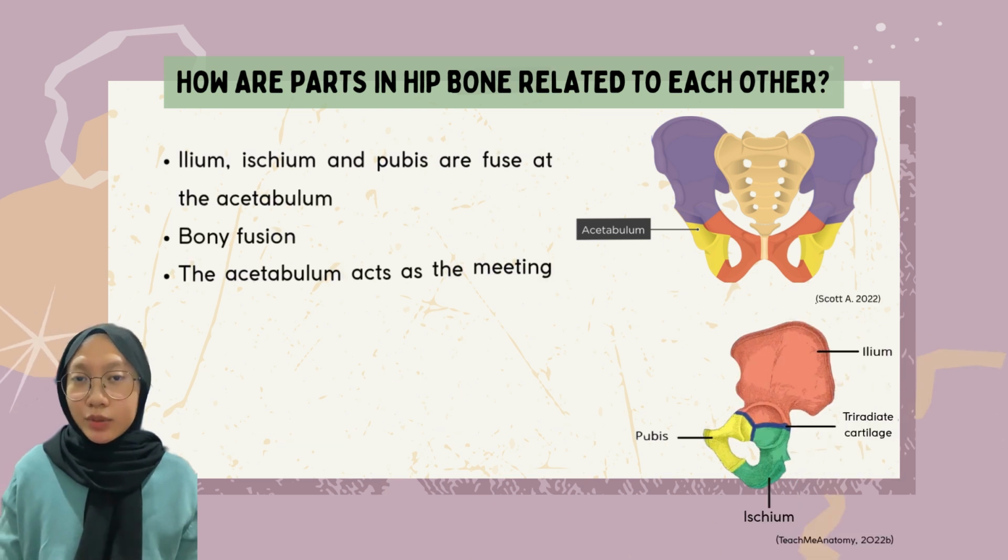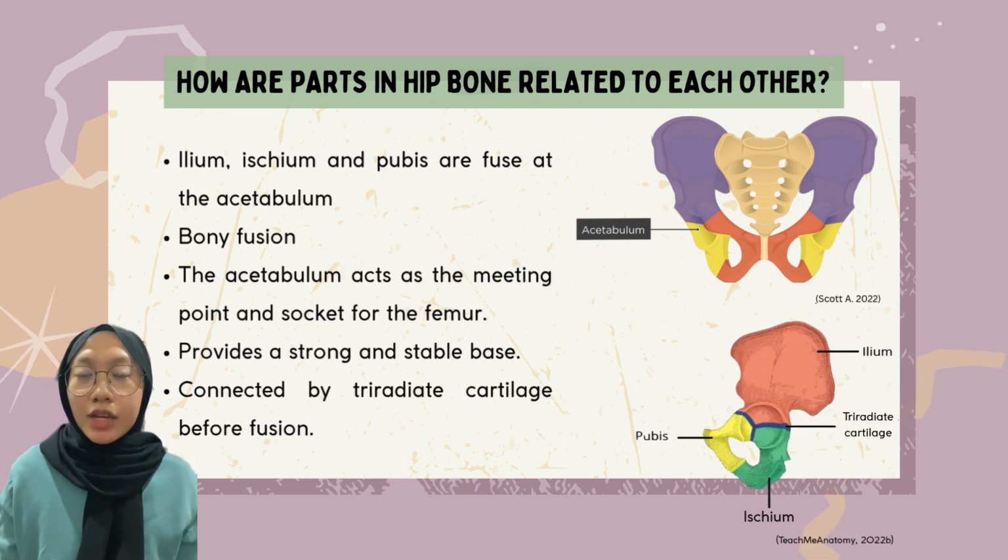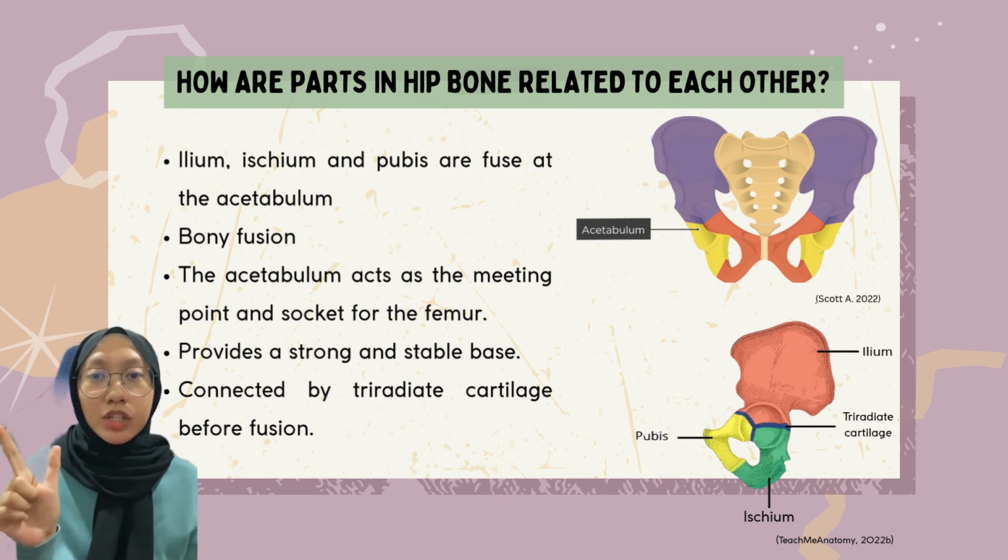Now, let us take a closer look at how the parts of the hip bone are connected. So firstly, we all know that the hip bone is actually made up of 3 different parts, which are the ilium, ischium, and the pubis.